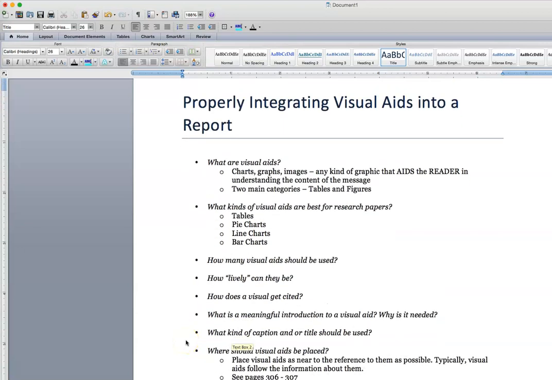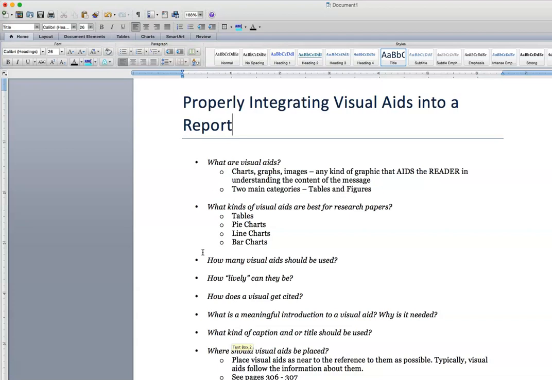So one of the things that you all have to do for this informal report is you have to have at least one, but no more than two, properly integrated visual aids. So what is a visual aid? When it comes to report writing, a visual aid is a chart, a graph, or an image of some kind that helps the reader understand the content and context of the message. So if it doesn't help the reader understand something, then we typically don't put it into a business report.